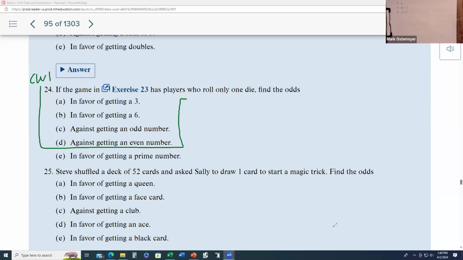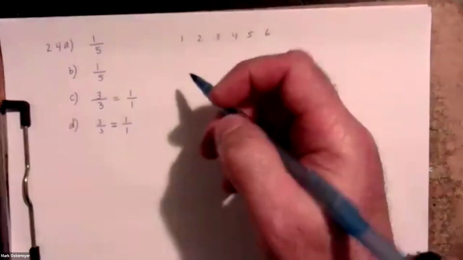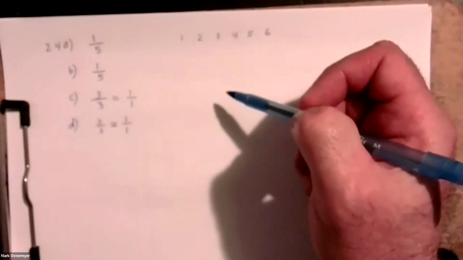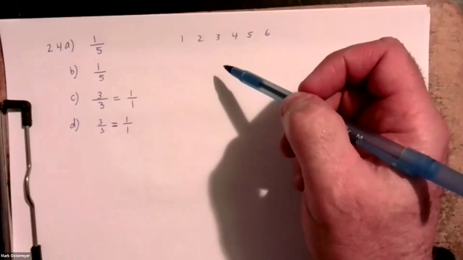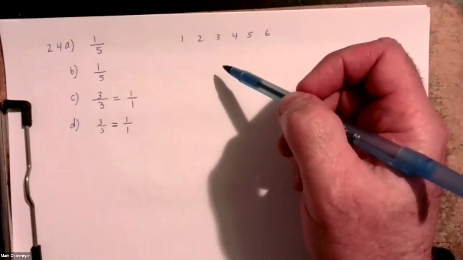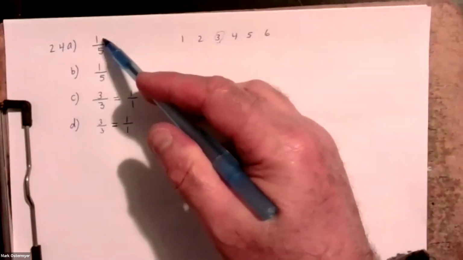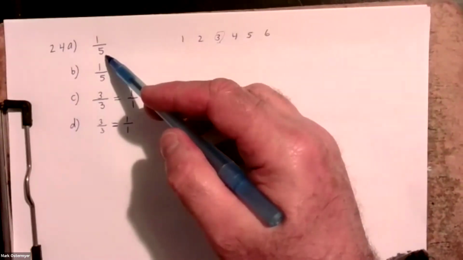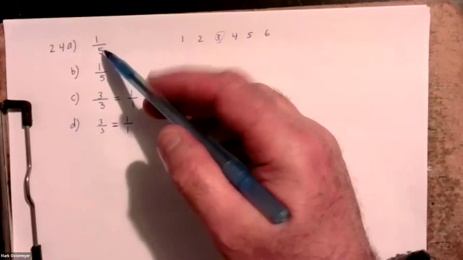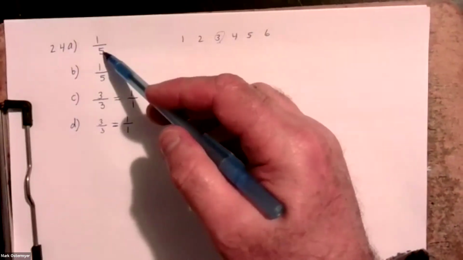All right. So we roll a die. It's a fair die. What are the odds of rolling a three? Well, how many favorable outcomes yield a three? There's only one way to get a three, versus how many ways of not getting a three? Five ways of not rolling a three. The odds of rolling a three would be 1 to 5.